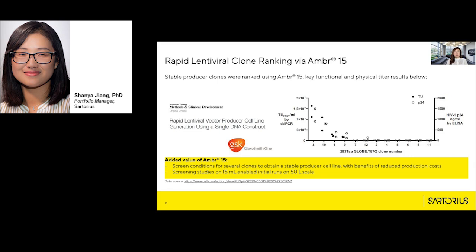I've gone over a broad selection of applications that the screening ensemble can support in viral vector production.